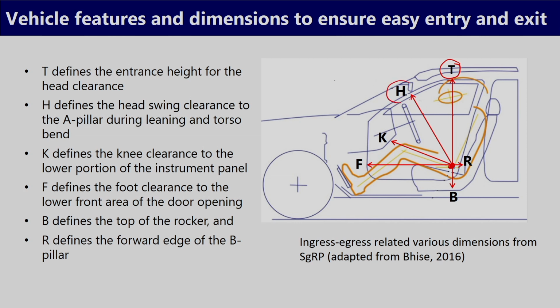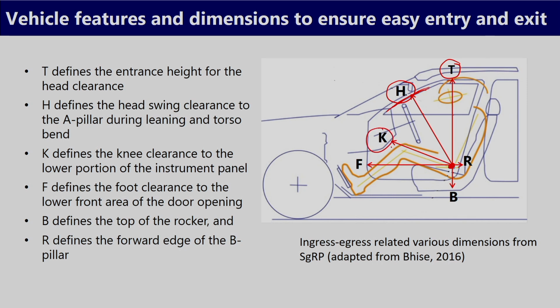Next, another dimension is h. This h dimension is the distance from the seating reference point to the A pillar. This is also important because it defines the head swing clearance to the A pillar during leaning and torso bending. While the driver is going inside, they need to bend their torso and neck and then enter. So how much the distance is from the seating reference point to the A pillar matters for the ease of entry or exit from the vehicle. Then next dimension is the k dimension.